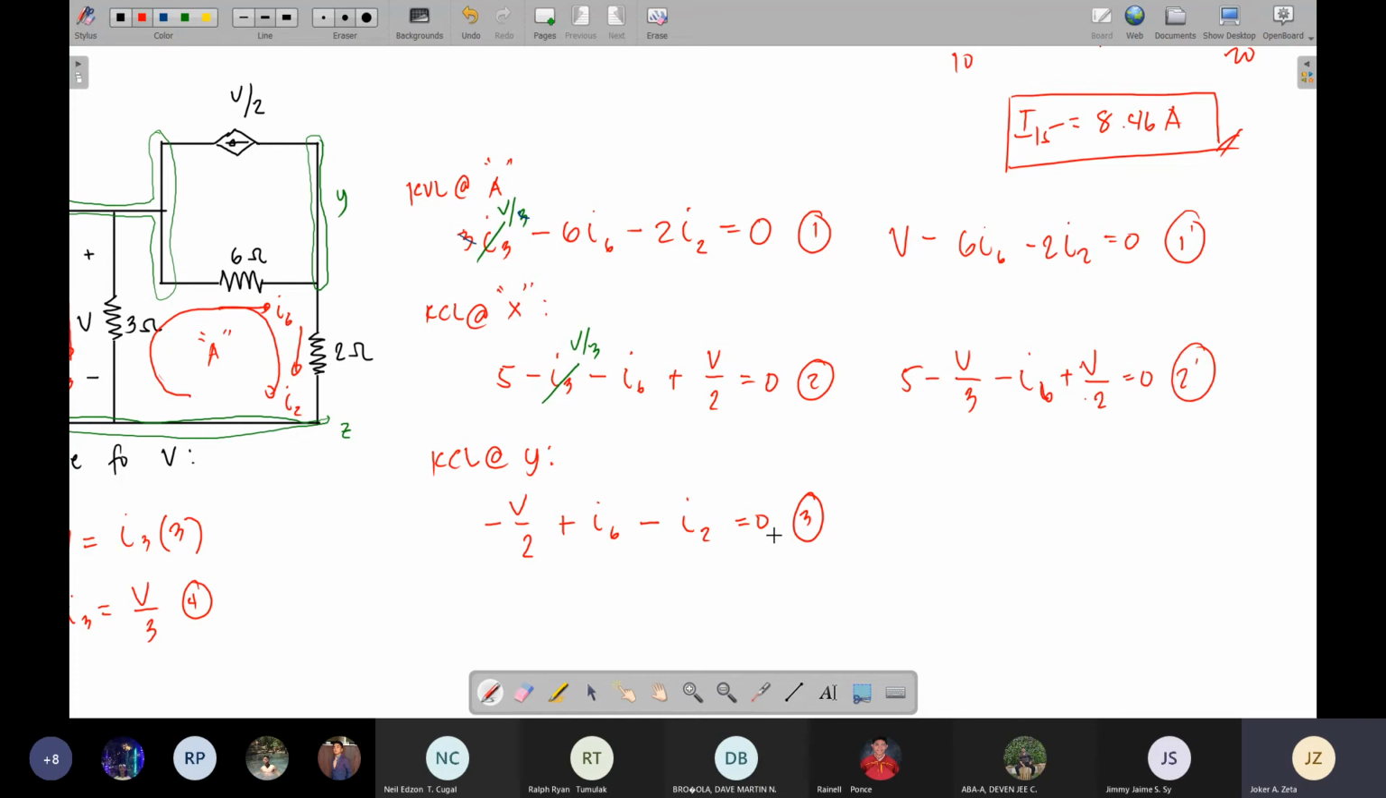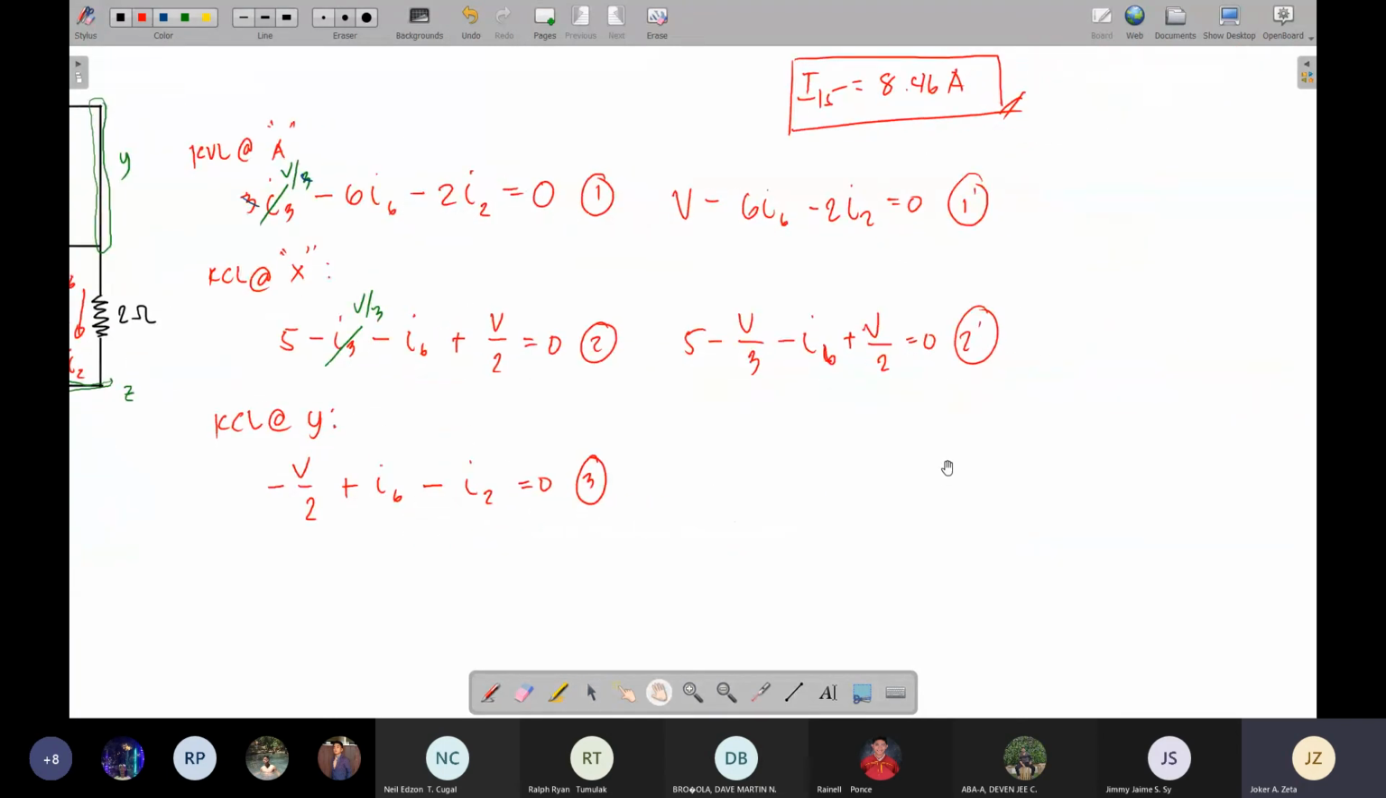Ang wala ra gid mausab ang equation 3. Okay? So this time, 3 equations, 3 unknowns na gyud. So only unknown na to I2, I6 ug V na lang. Okay? I2, I6 ug V. Sige, let's solve for the unknown. This time pwede na ta maka-solve.